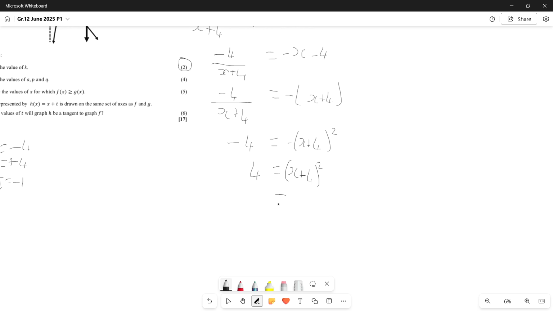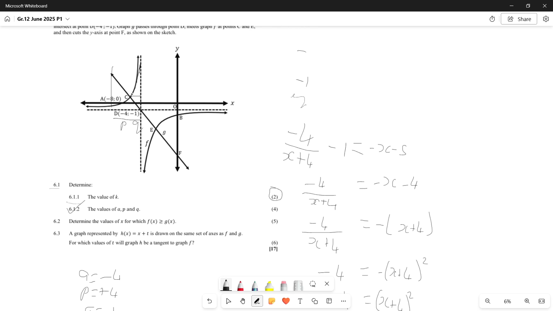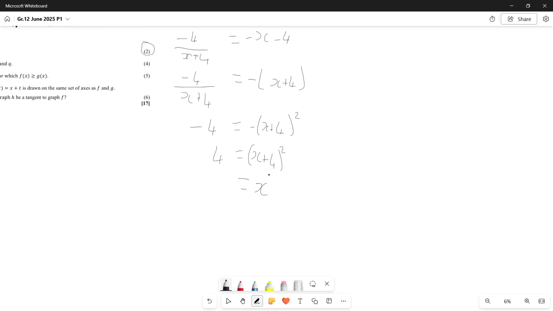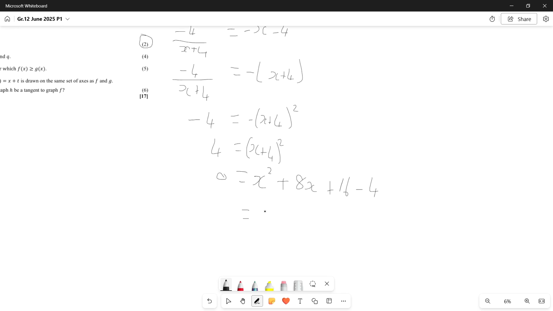And then at this stage, we can go ahead, we can FOIL this, take our 4 over, and then we can factorize in order to get the actual x values for c and e over there. So x times x is x squared, 4 times x is 4x, times 2 is 8x, 4 times 4 is 16, and then minusing 4, taking this 4 over, we have that equals 0. So then we can simplify this, x squared plus 8x plus 12 equals 0.